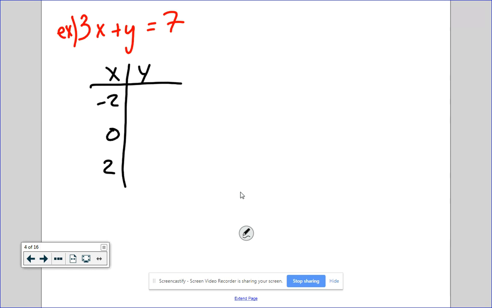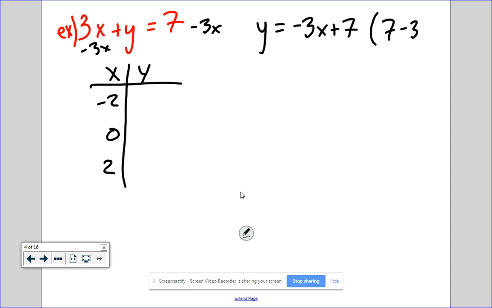Well, what do I got to do first before I can do any of that? Put it in the slope intercept form. So I got to move 3x over. So I got y equals negative 3x plus 7. Now, can you leave that this way, 7 minus 3x? Yeah, it doesn't really matter. If you're doing slope intercept form, you need to switch it. But if you're doing a table, leave it. It's not that big of a deal. You plug in negative 2, you get 13. Plug in 0, you get 7. Plug in 2, you get 1. Is that right? Yep. Okay.